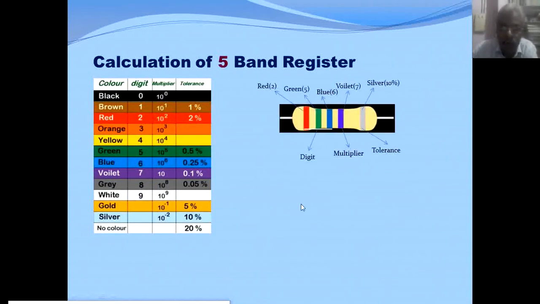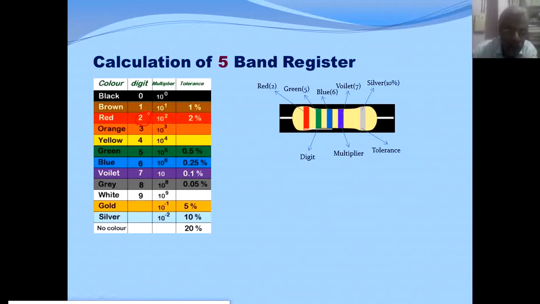Take one example. If this resistor is shown here, 5 different colors are used. The first 3 colors or first 3 bands are used for digits, the fourth band or color is used for the multiplier, and the last one, the fifth color, is used for tolerance. So the value of this red in the digit column is 2. The value of this red is 2.